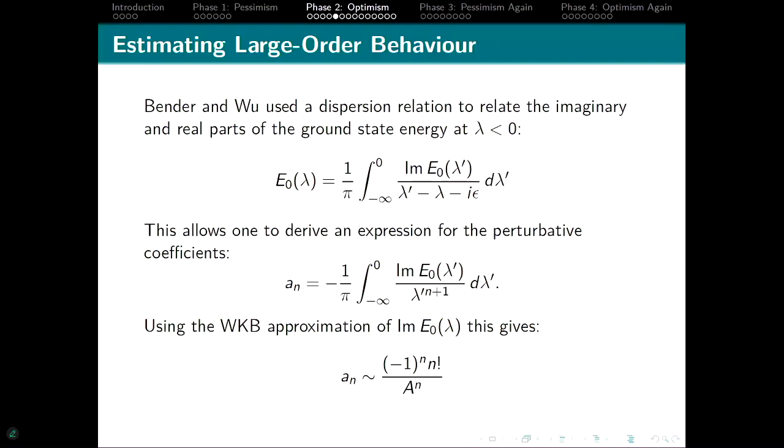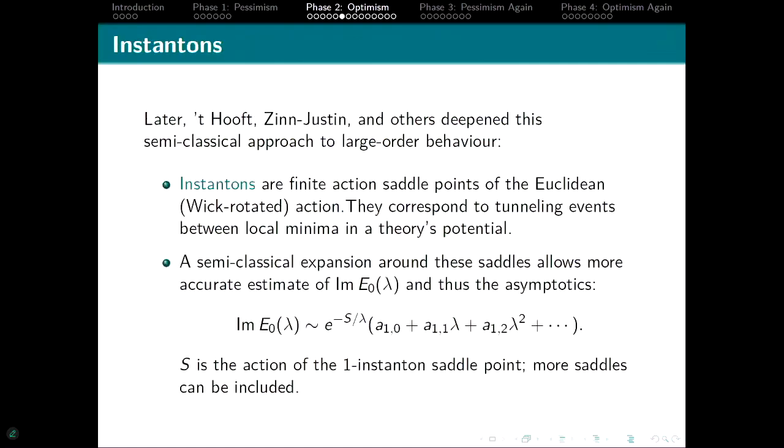But there is a quantitative connection between the parameters describing that tunneling effect and the large order coefficients, so the divergent large order coefficients. And this idea gets built on and taken into the quantum field theory context by people like 't Hooft and Zinn-Justin. They deepen this semi-classical approach to the large order behavior, bringing in this notion of instantons, which comes from QFT, but is also applied to quantum mechanics models.